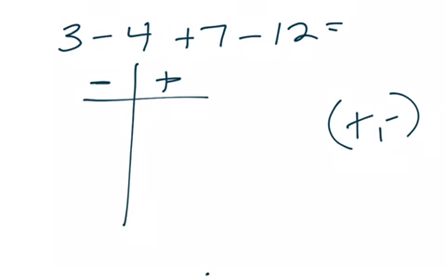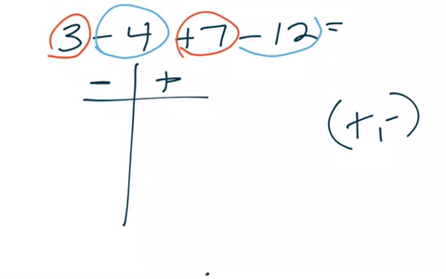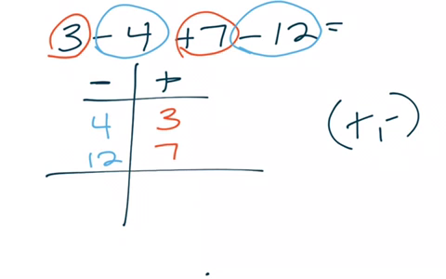Now I always tell my students to circle their integers, so I've got a positive 3 and a positive 7, and then we have a negative 4 and a negative 12. This will help us sort our integers. So we put our 4 here and our 12 on this side. Now we take our 3 and put it on the positive side and our 7 on the opposite side.